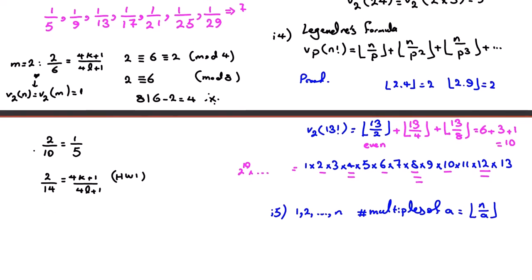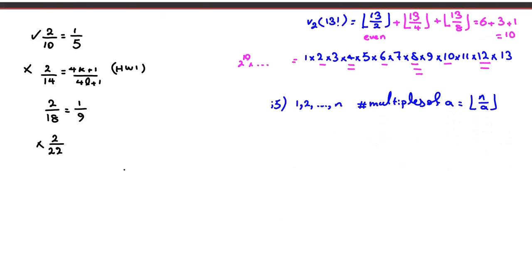Next one, 2 over 10 is good, 2 over 14 is bad, 2 over 6 was bad. 2 over 18, similarly, will be good because it's 1 over 9. And again, the same way, you can say 2 over 22 is bad. 2 over 26 is good, it's 1 over 13, 4k plus 1 over 4l plus 1. And the next number, 2 over 30, again will be bad.